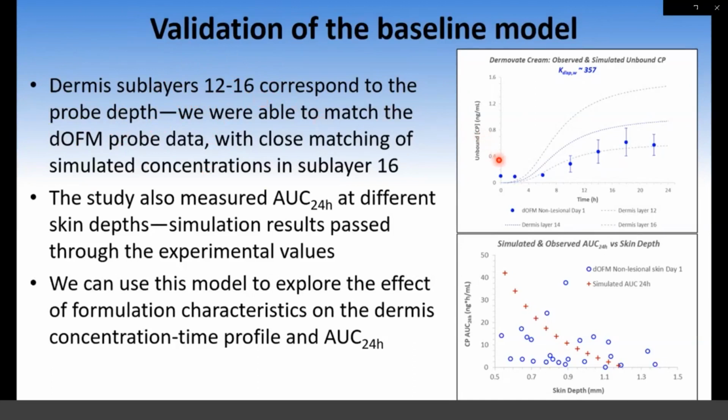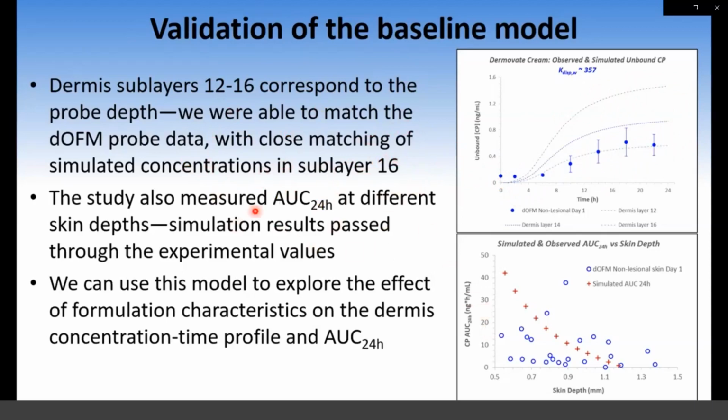Okay, so you can see in this plot we have the concentration-time profile. The closed circles here are showing the concentration measured by the dermal open flow microperfusion. And then you can see the local concentration simulated at the sublayers of 12, 14, and 16. Okay, so you can see that the DOFM data was matching with this range, and it was closest to the simulated concentrations in sublayer 16.